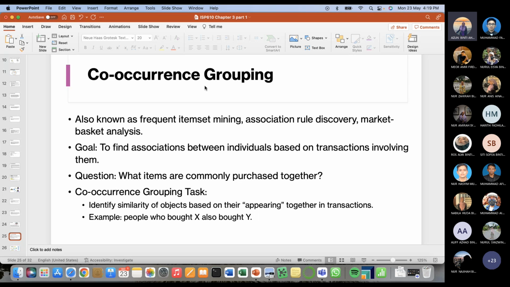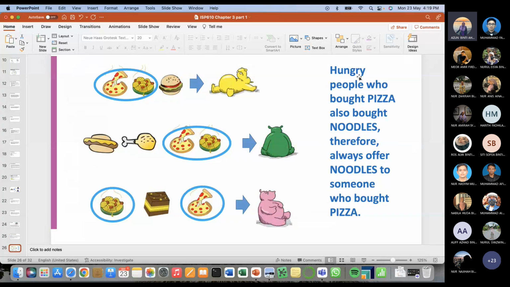Okay, so identify similarity of objects based on their appearing together in transactions. For example, people who bought X also bought Y. Okay, this is the example. Here, hungry people who bought pizza also bought noodles. Therefore, always offer noodles to someone who bought pizza. Okay, it makes a generalization based on the sample cases. So it generalizes that whoever buys pizza will buy the combo noodles. So there will be some offers. If you buy pizza, say noodles are half price. For example.